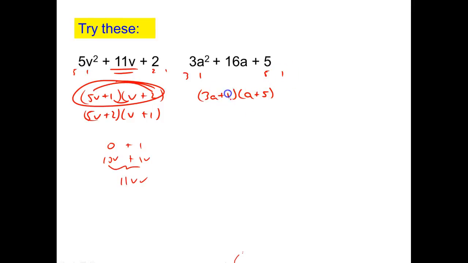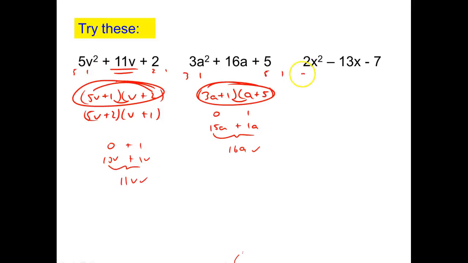That means my 1 is in the other space. And to convince ourselves, let's take a look at our outside and our inside terms. Our outside gives me 15a. My inside terms gives me 1a. Those combine to give me my 16a, which is what I needed. So that's my answer.